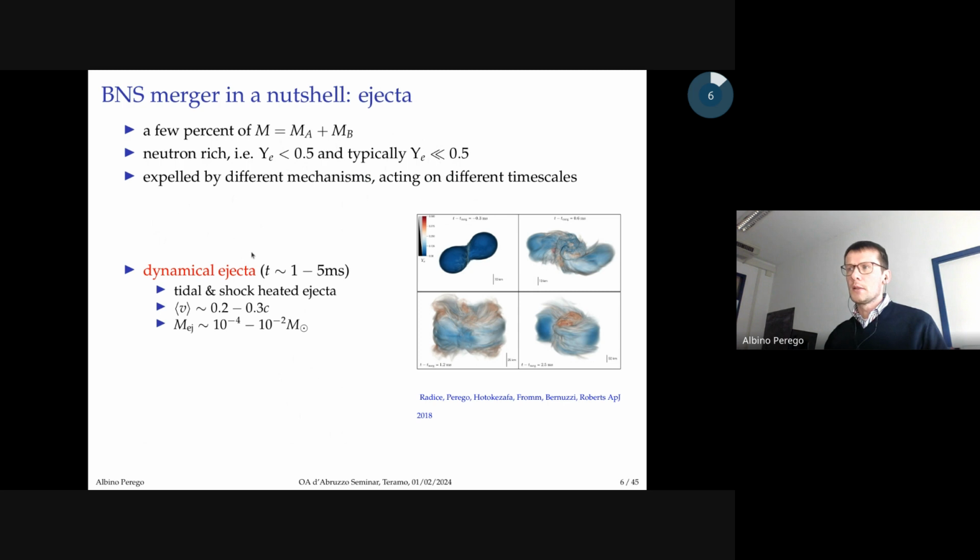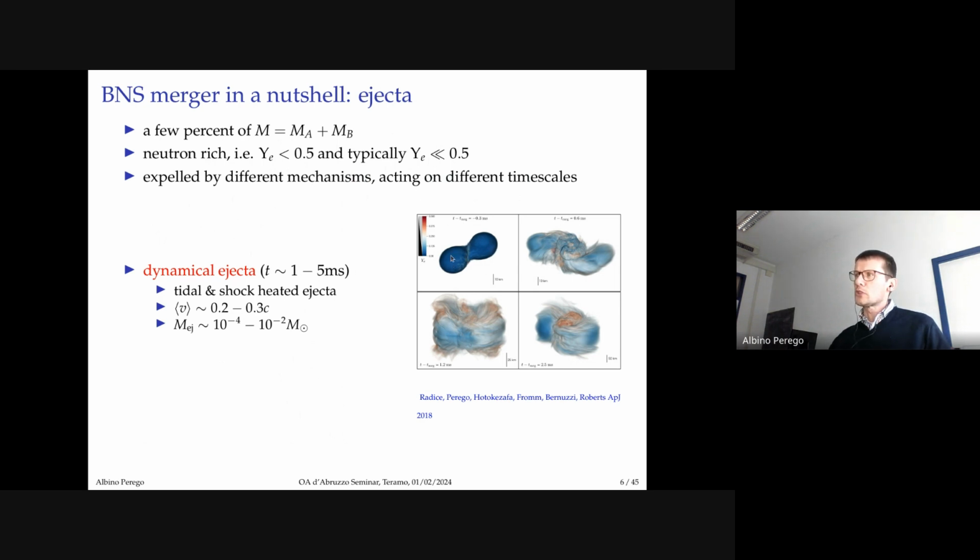The first one, because it was the first one that happens in a merger, but it was also the first one that was studied already 20 years ago, is the so-called dynamical ejecta. This is the kind of process that happens in the first 5 milliseconds before merger, and you can see in this cartoon what's going on. Here this is actually a result from a simulation.